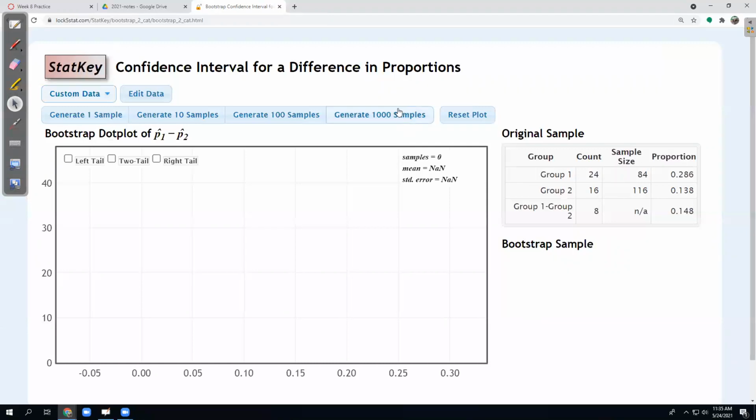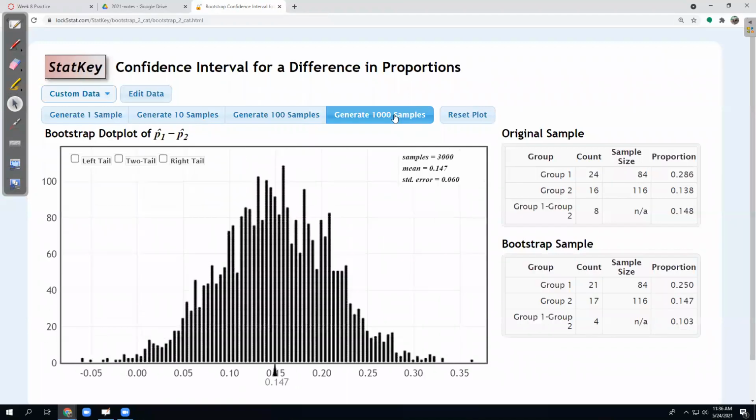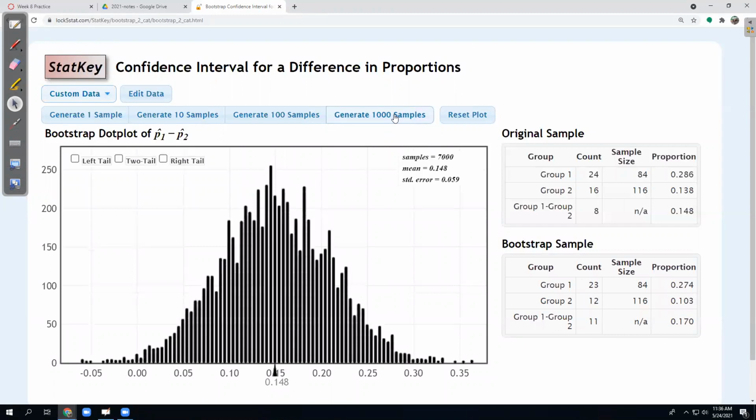Once we get that data in StatKey, we just go bang, bang, generate thousands of samples. So did I change the sample size? No, the sample size is still 84 and 116. I just made 7,000 new samples of 84 and 116, where I mixed up the patients' records a little bit to see what kind of variation I might end up with. And this is what StatKey says the variation is.